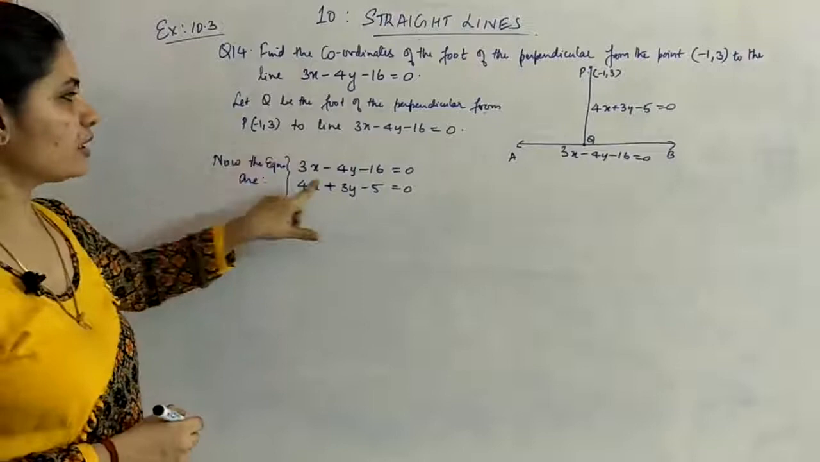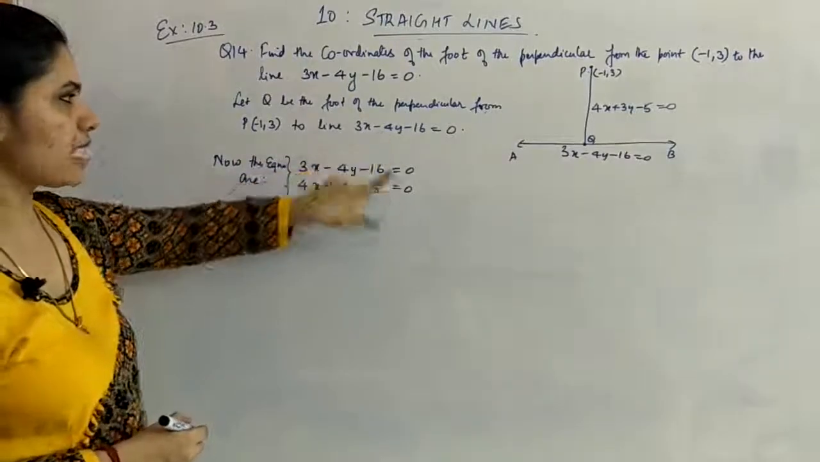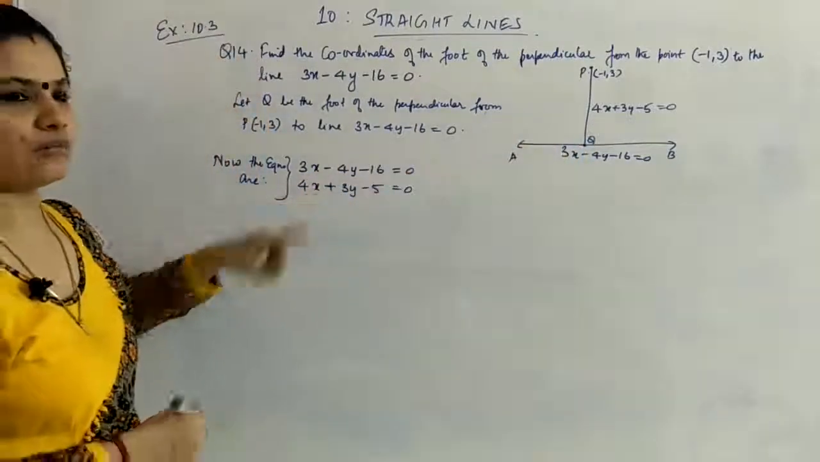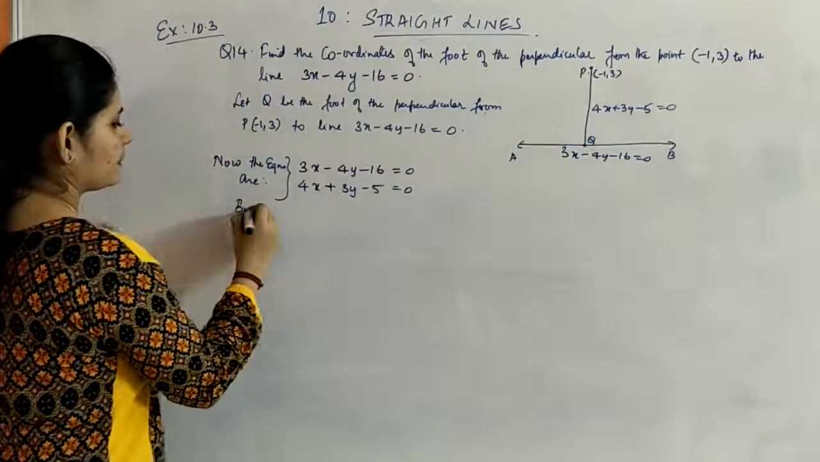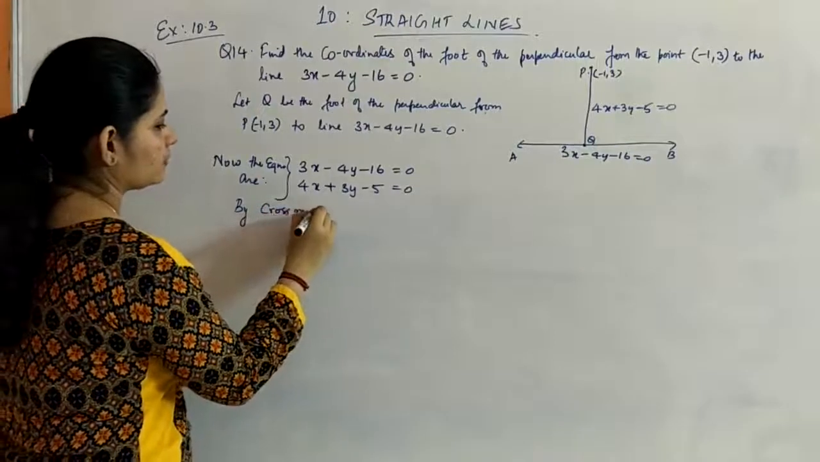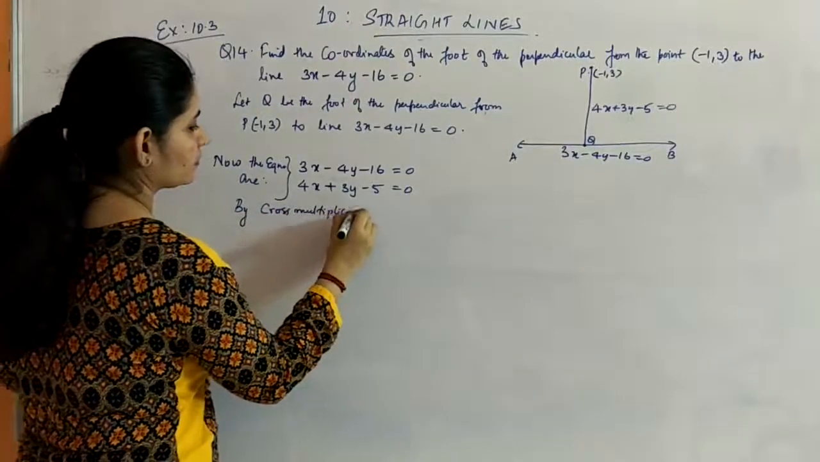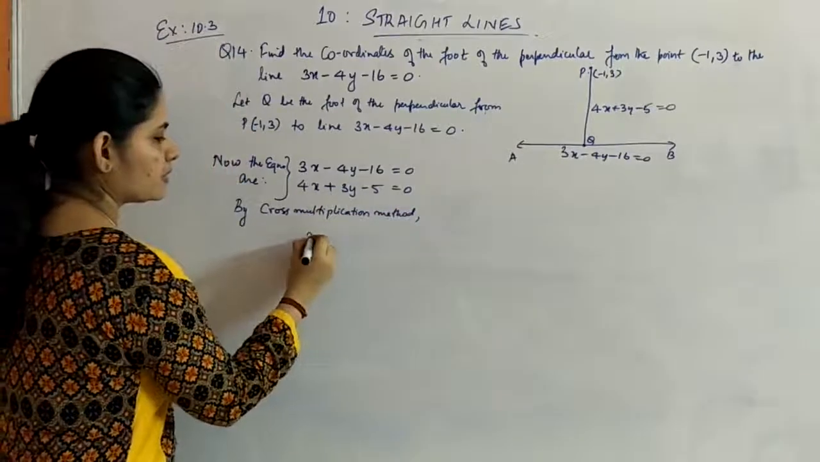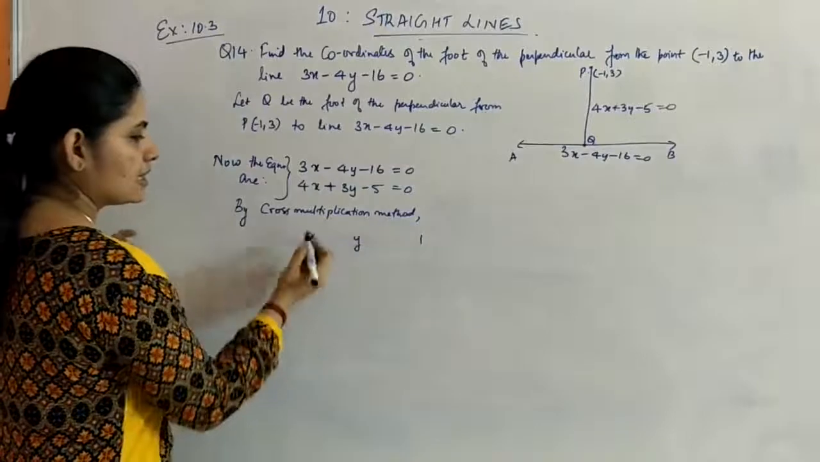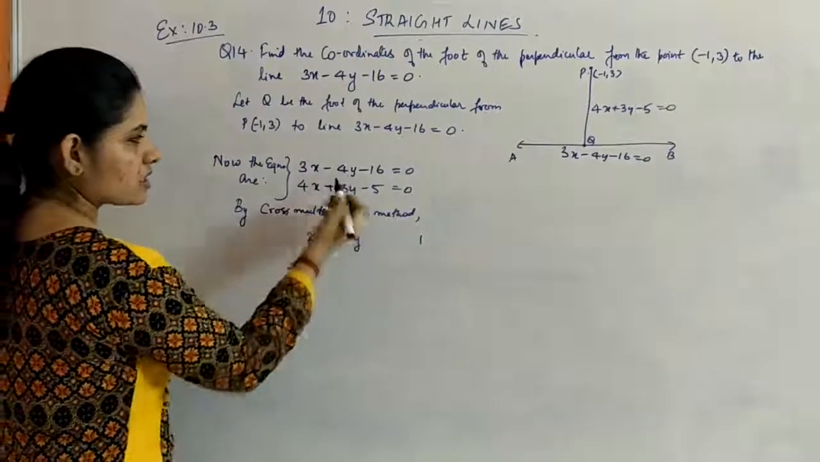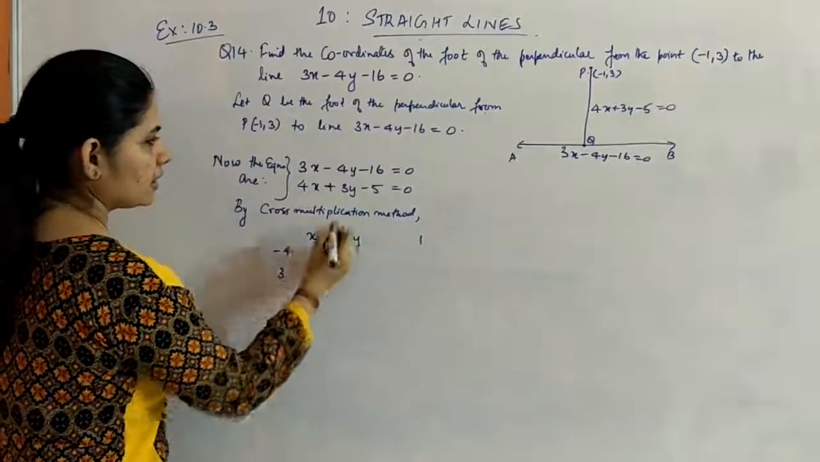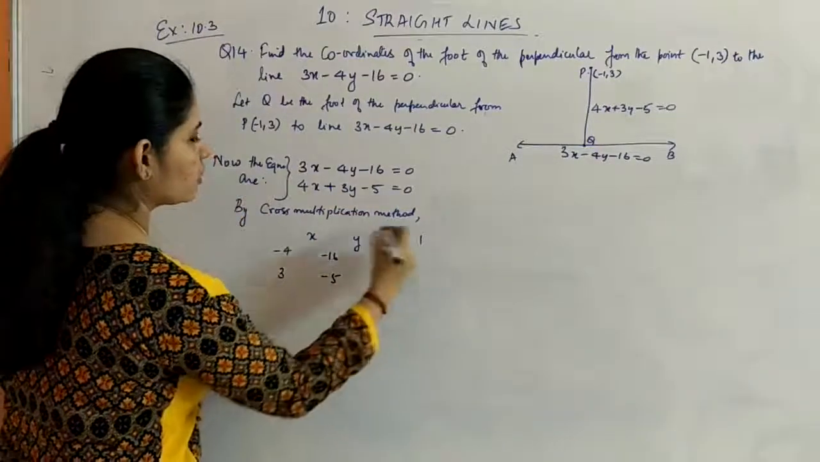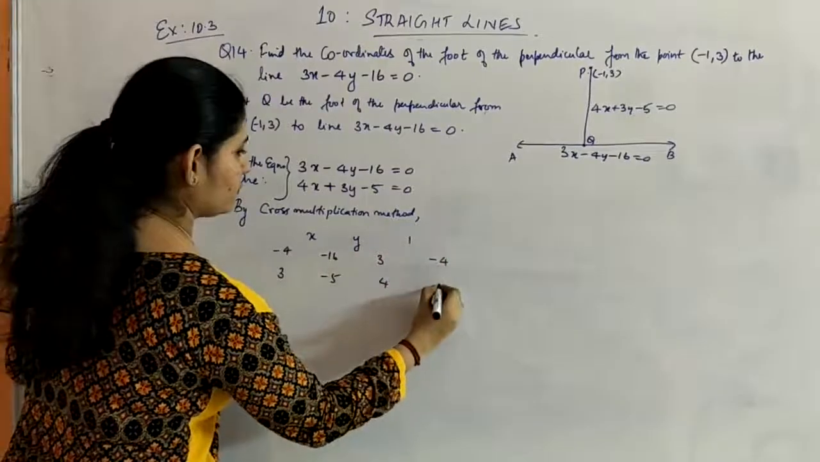Now I have taken the two equations together, that is the given equation as well as the equation which we have found out of this line. Now we are going to solve this by cross multiplication method. What is cross multiplication method? First you have to write x, y, 1. Then you have to write b1, b2, which is minus 4, 3. Then minus 16, minus 5. Then 3, 4. Then minus 4, 3.